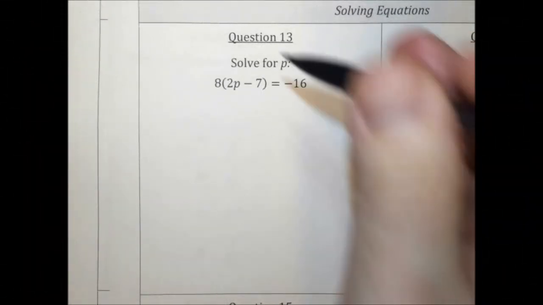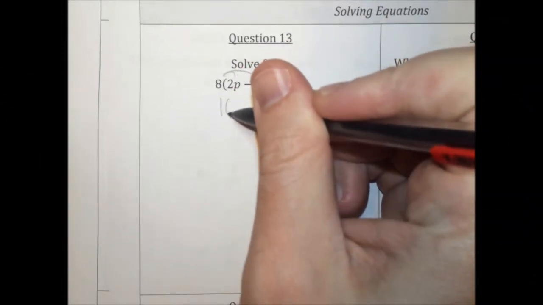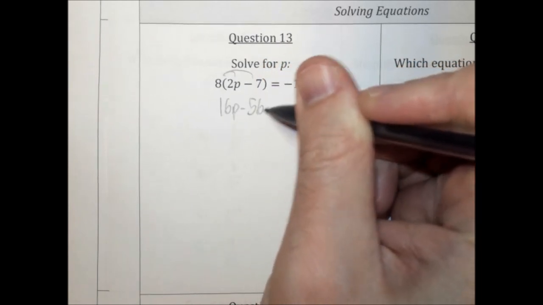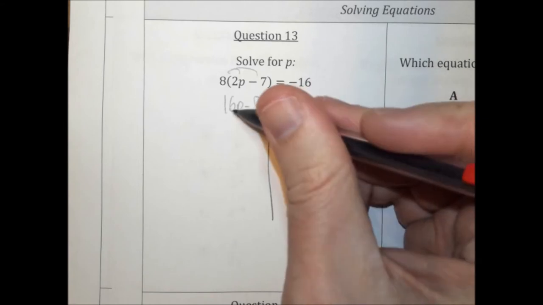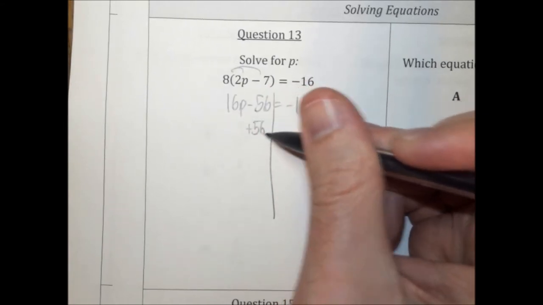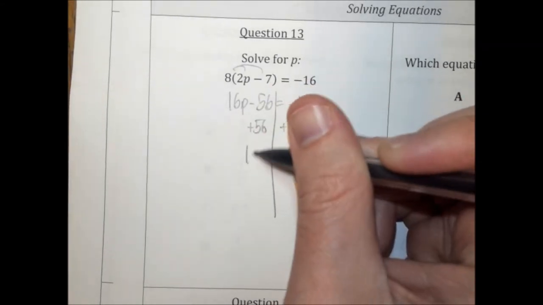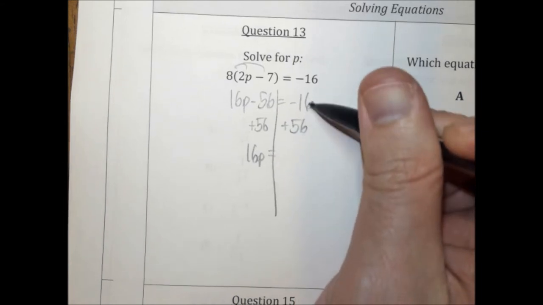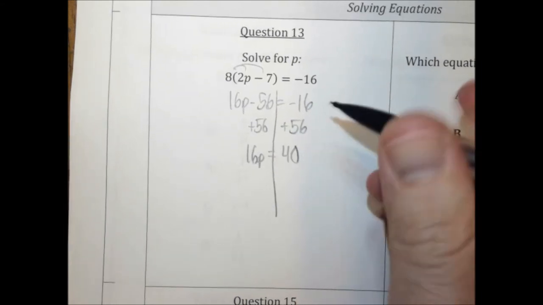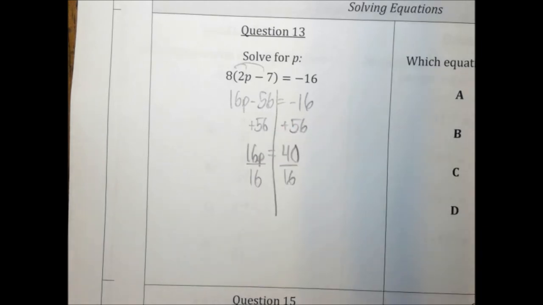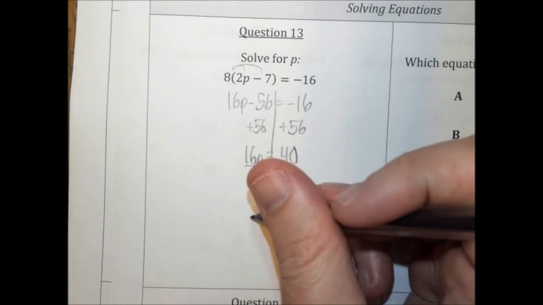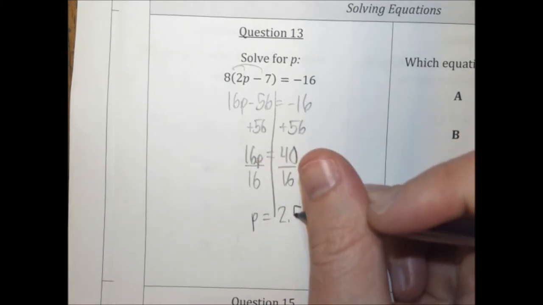Question 13, solve for p. Let's distribute. Get 16p minus 56 equals negative 16. Let's move everything away from the variable and do plus 56 to both sides. Get 16p equals 40. 40 divided by 16 is 2.5. So p equals 2.5.